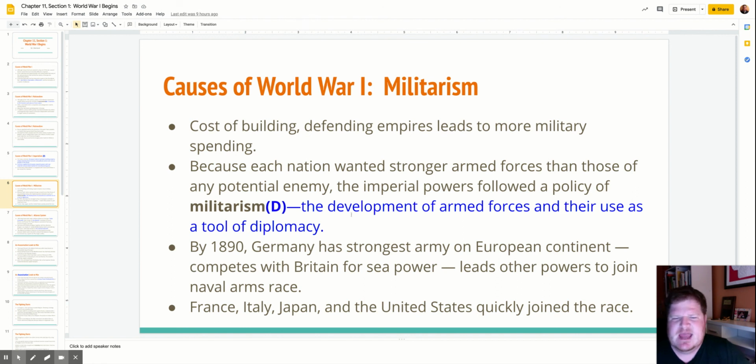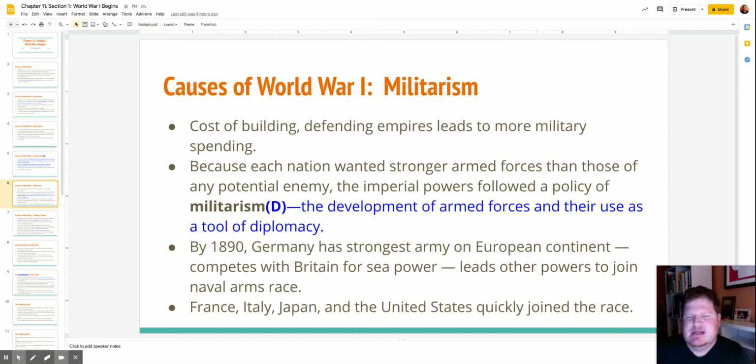And the other thing they had was militarism. During this time, as they're building up empires, you had to build a military because you're worried about somebody coming into your territory and taking it, and your enemies potentially having an influence in your area. So a lot of these individuals were trying to prevent the enemy from capturing their land. So militarism was big: the development of armed forces and their use as a tool of diplomacy.